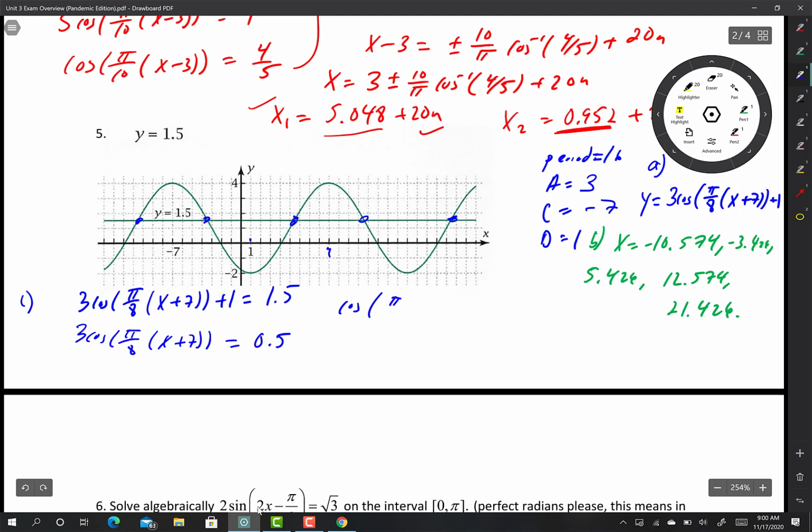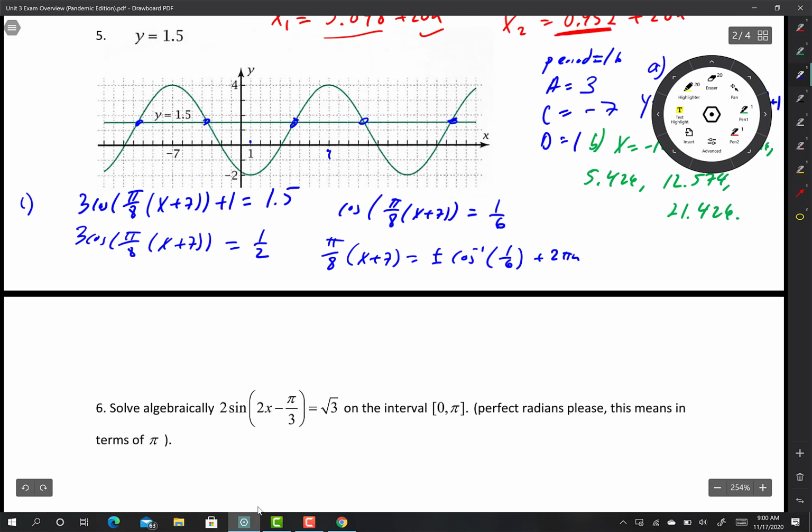Cosine, I'm going to turn this into a half, guys. Cosine pi over 8 (x plus 7), close, equals a half divided by 3, which is 1/6, just 3 times 2. And then arc cosine, so pi over 8 (x plus 7) equals plus or minus arc cosine of 1/6 plus 2 pi n. And then multiply by the reciprocal. And I guess I can still write up here, right? So x plus 7 equals 8 over pi, arc cosine of 1/6 plus 2 pi n. Oh, I didn't multiply the 2 pi by the reciprocal.